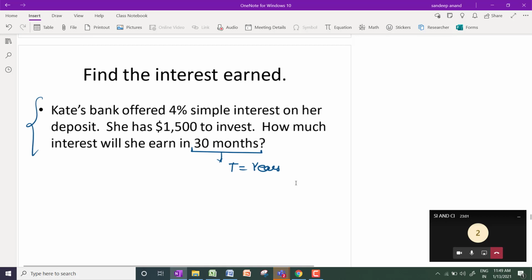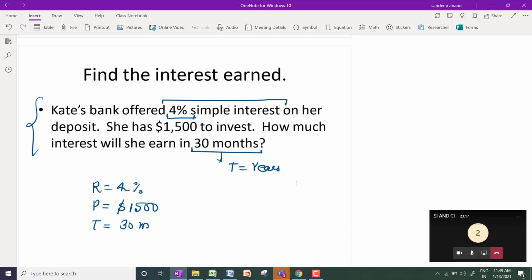So now the solution. It is simple interest. The rate is 4%. She invested a principal amount of $1,500. The time is 30 months. Everyone knows in 1 year there are 12 months. So if I divide this value by 12 months, it is converted into years. 30 divided by 12 comes to 2.5 years. Okay, now you have the standard units with you: the annual rate of return, the principal amount that you invested, and the time in years.